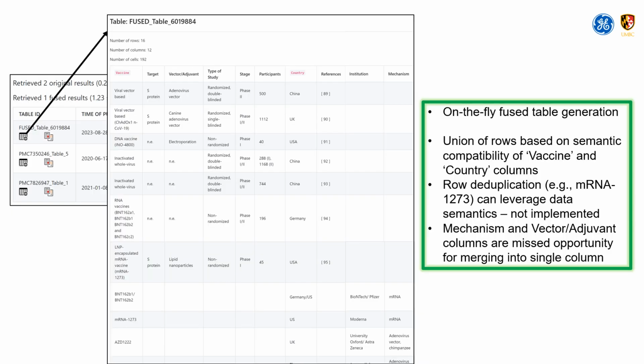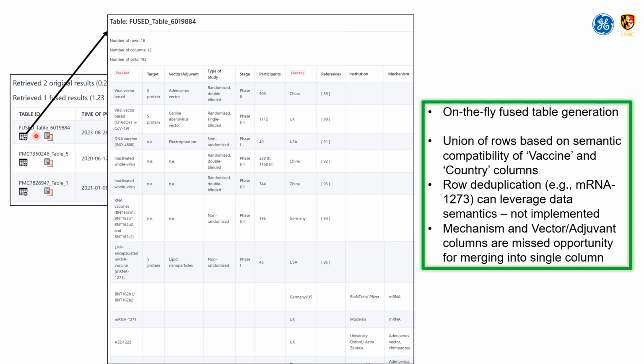Finally, in response to a table-based request, our system also includes a preliminary implementation of a capability that we refer to as on-the-fly table generation, which is based on a union of multiple candidate tables. So in this simplified example, you see that the top search result is a fused table. It's a table that fuses the content of two or more other result tables into one.